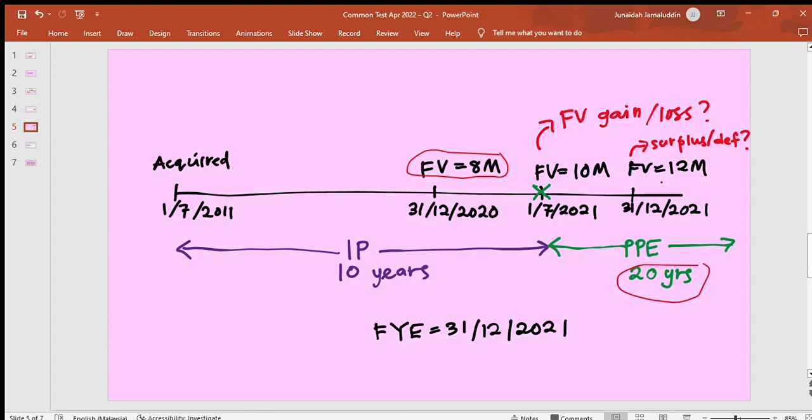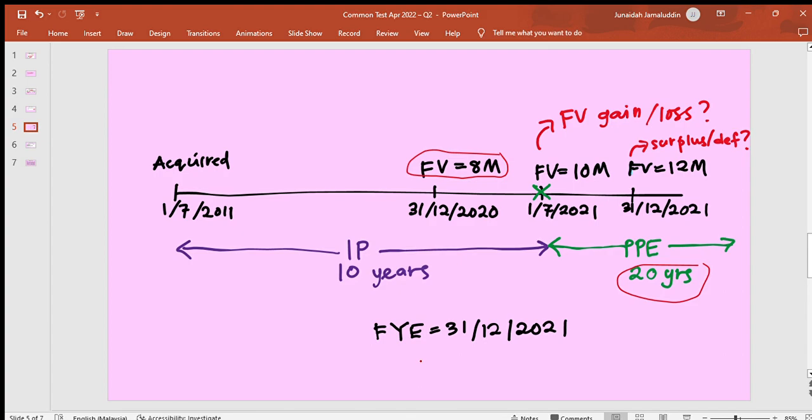The fair value on 31st December 2031 is also given. This is the date after the property has become PPE. Since the company adopts the revaluation model, we need to do a revaluation on 31st December 2031 since the fair value is given. So we have to find whether there is a surplus or deficit on revaluation. And the financial year end of this company is 31st December 2021.